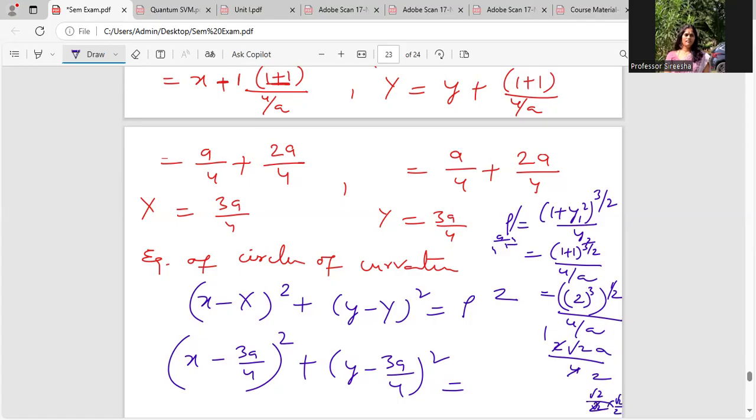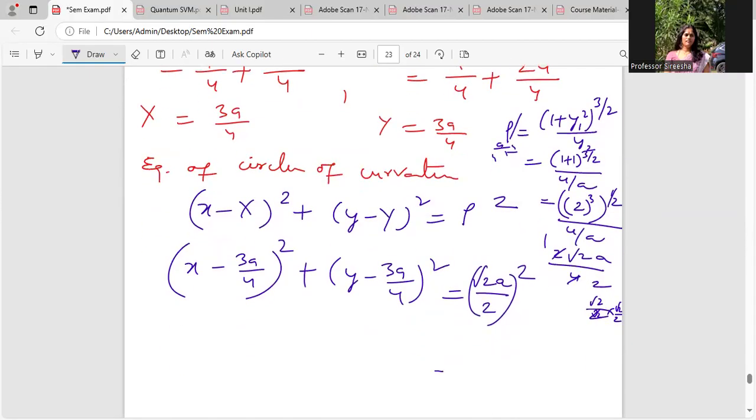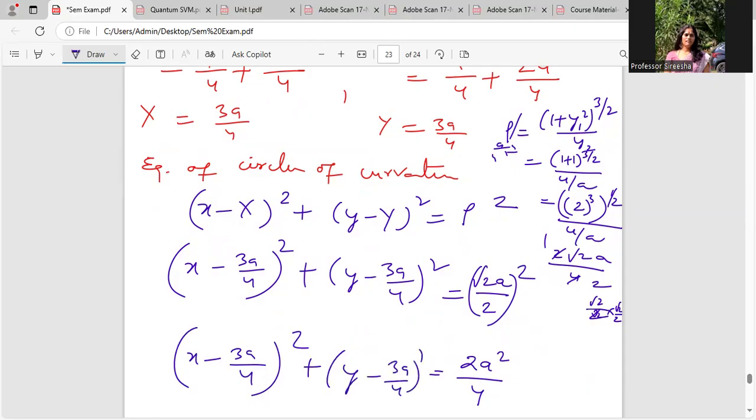Okay. So what will I be adding? Anything is fine. Because it is squared, root 2a by 2 is what I'll have. This is whole square. So finally, I'll be having 2a squared by 4, right? Or a squared by 2. X minus 3a by 4 whole square plus y minus 3a by 4 whole square. This value is equal to a square by 2.